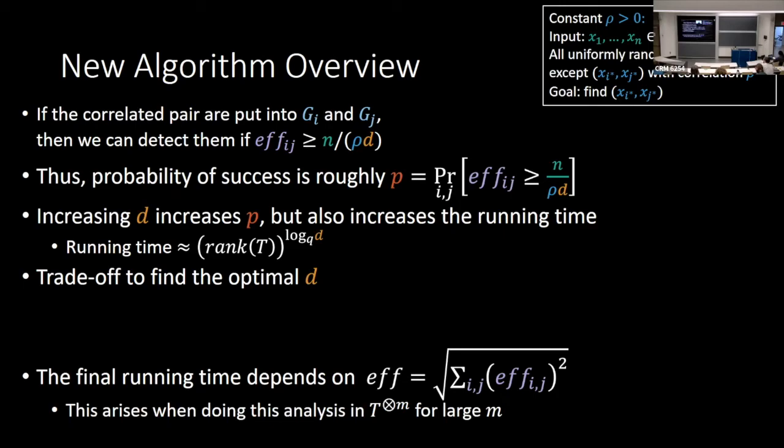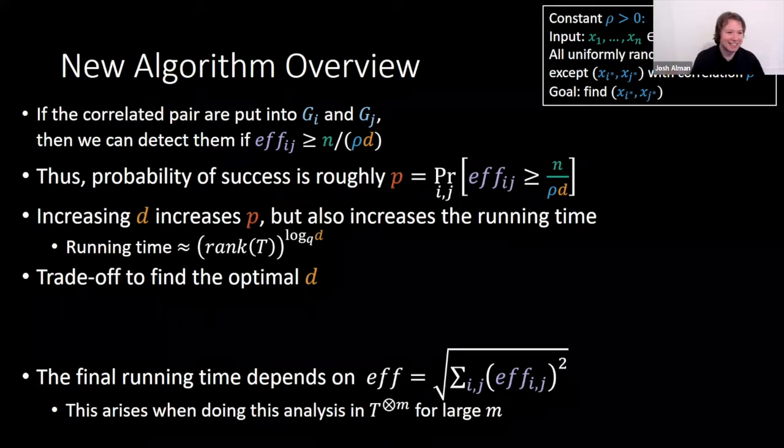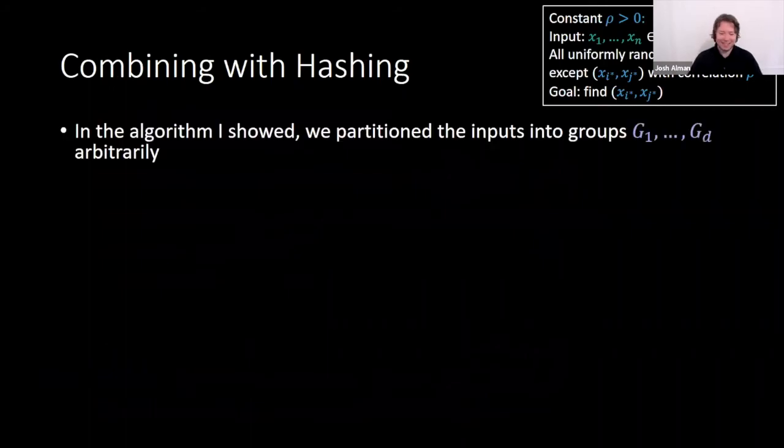2 or 3. Okay. So let me very quickly tell you about combining this with hashing. I think this is cool. So in the algorithm I just showed you, we partitioned the inputs up into groups, but we just did it completely arbitrarily or randomly.